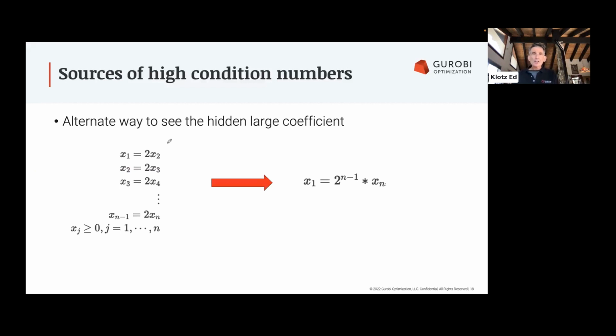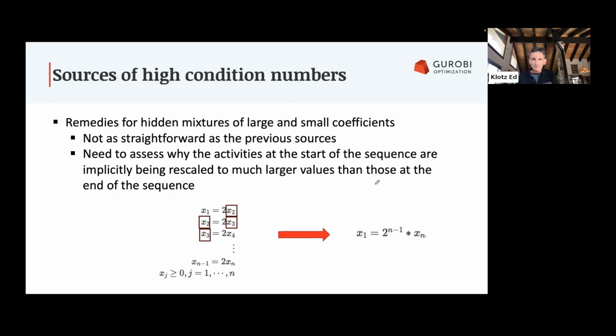Another way to see this is to just write out the transfer constraints individually. And we note that in consecutive constraints, they share one of the two variables in common. So we can start substituting variables in these equations into the preceding equation. And when we finish that exercise, what we see is that the first variable is basically 2 to the n minus 1 times the last variable. In other words, we have a hidden large coefficient in the model and a hidden large coefficient ratio.